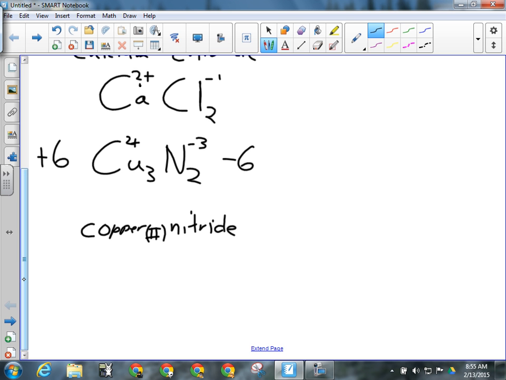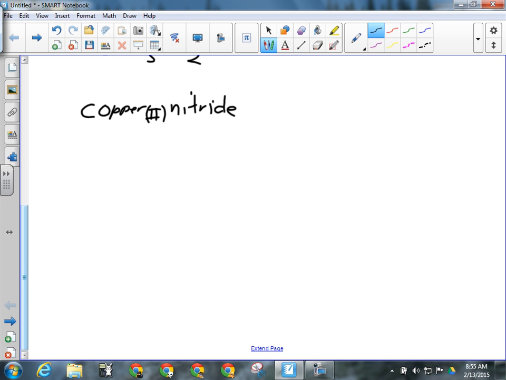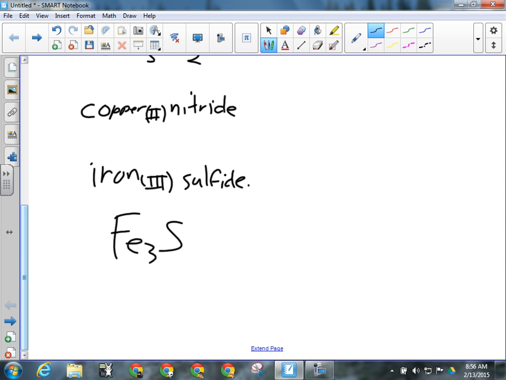Now, the other thing that I saw on the quiz giving people trouble had to do with going the other way. You were given a name that contained Roman numerals. So let's say iron 3 sulfide, and I saw this a whole bunch. I saw people just saying, oh, there's 3 of them, because that's what the Roman numeral means. Is that what the Roman numeral means? No. The Roman numeral tells us use 3 when you drop and swap.